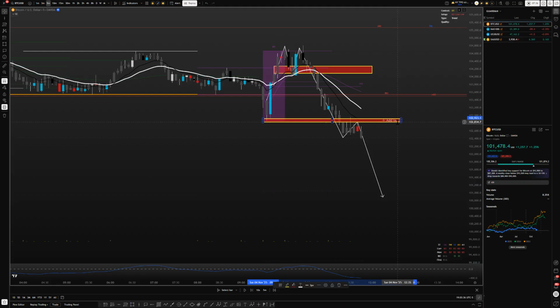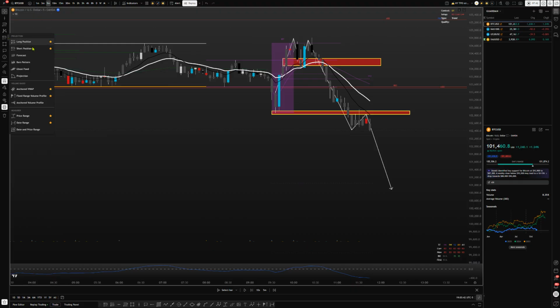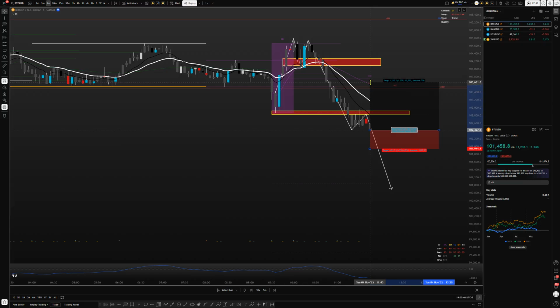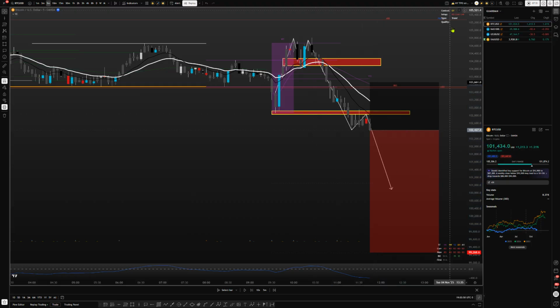We've got criteria met. Below the VWAP, we've got a nice cross on the EMAs. There's nothing bullish about that. And we've got a market that wants to head lower.